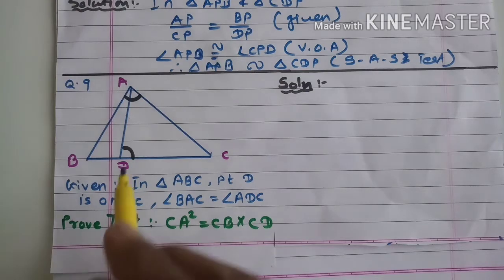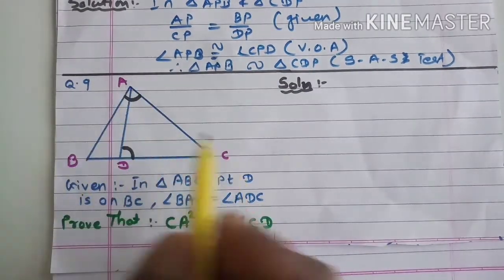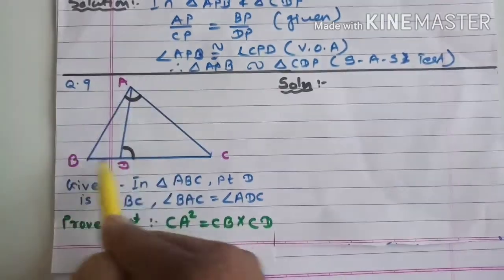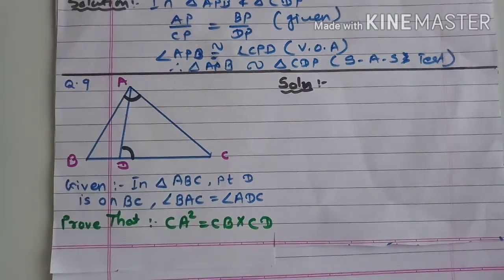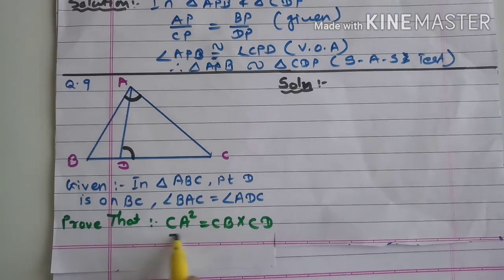three triangles, the bigger one ABC and the two smaller ones ABD and ADC. Now we have to prove two triangles similar. So how can we select which are those triangles? It's from this, what they have given, CA square is equal to CB into CD.